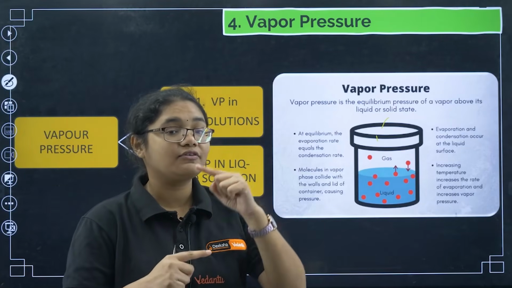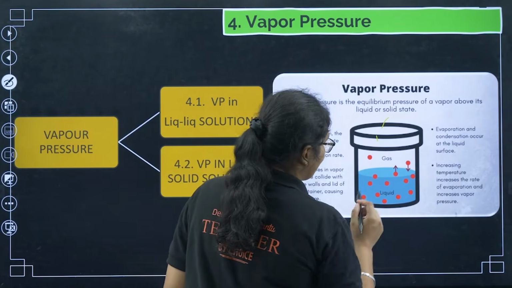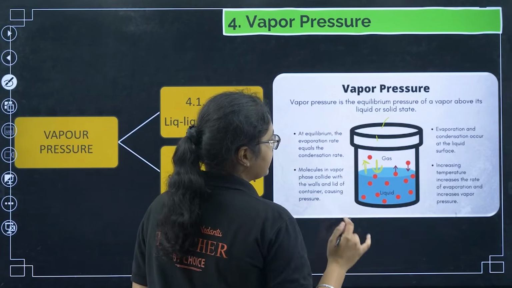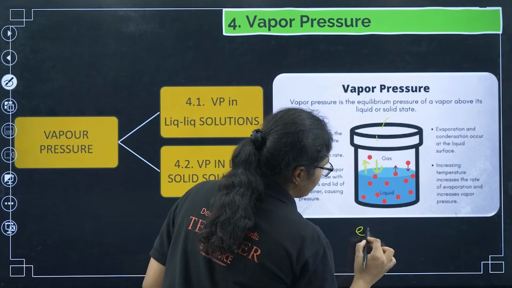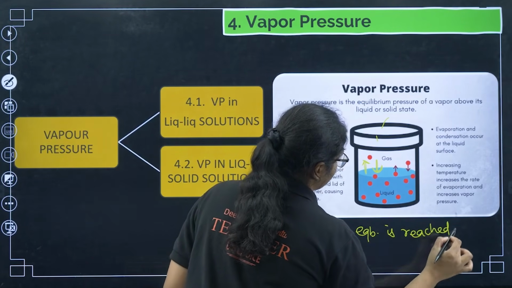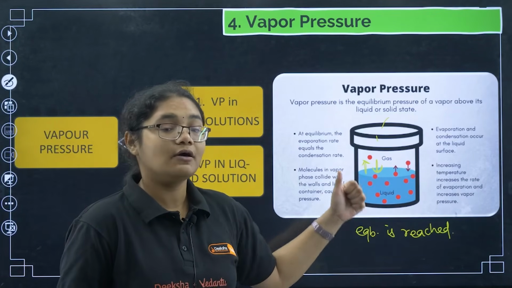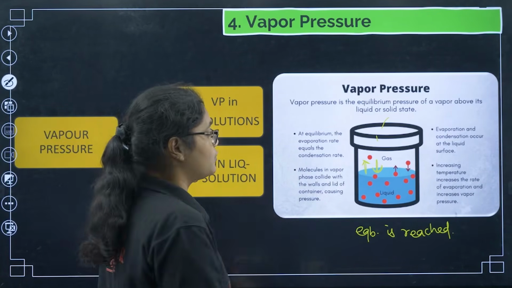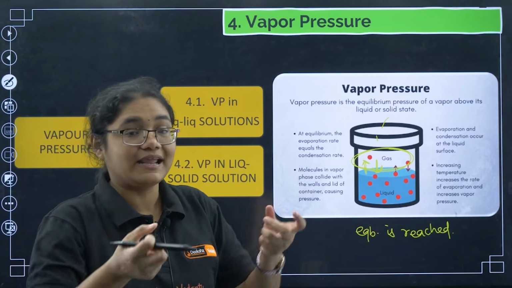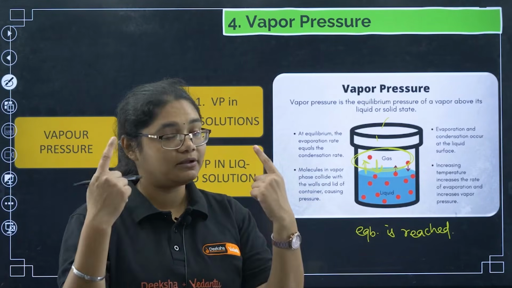When the rate of evaporation and the rate of condensation are equal, at that point we call it that equilibrium is reached. Now once this equilibrium is reached, whatever vapor is present at this equilibrium exerts some pressure on this liquid, and that pressure is called vapor pressure. Let me repeat it once again.